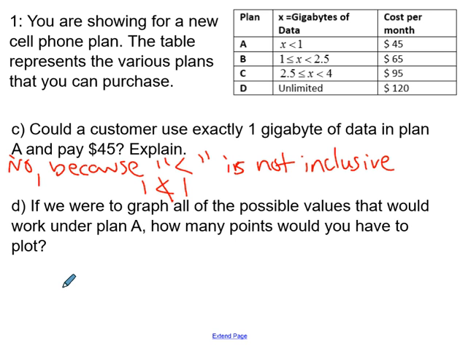plan A, how many points would you have to plot? Well, let's think about it. We'd have to plot 0, and then we'd have to plot all the decimals between 0 and 1, but not including 1. Well, how many decimals are there between 0 and 1? There's an infinite amount, right? Because you could have 0.1 and 0.2 and 0.3, but you could also have things like 0.11111 or 0.25673. There's an infinite number of decimals. So we're going to say an infinite amount.